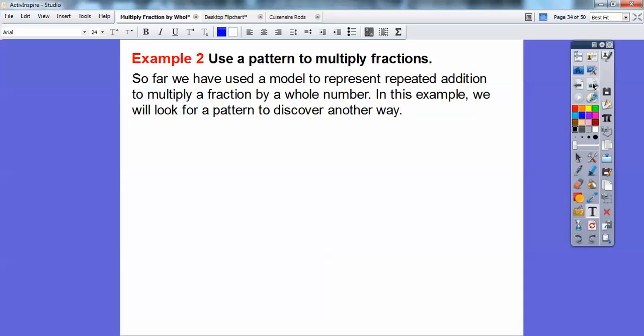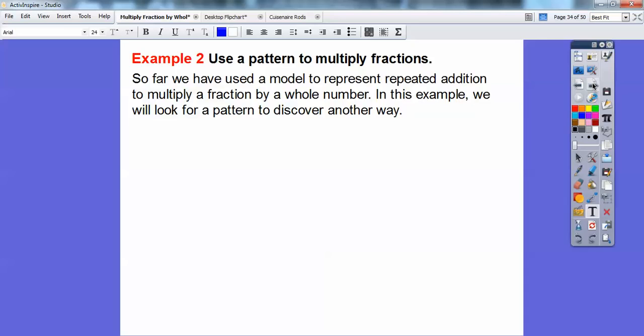So use a pattern to multiply fractions. Okay, so here's where the patterns come in. I think this is pretty cool. So far we've used models to represent repeated addition to multiply a fraction by whole numbers. So we like the pizza thing, or the pie thing we did with Tiffany's practice. We used the model right there. In this example, we're going to look for patterns to discover another way.